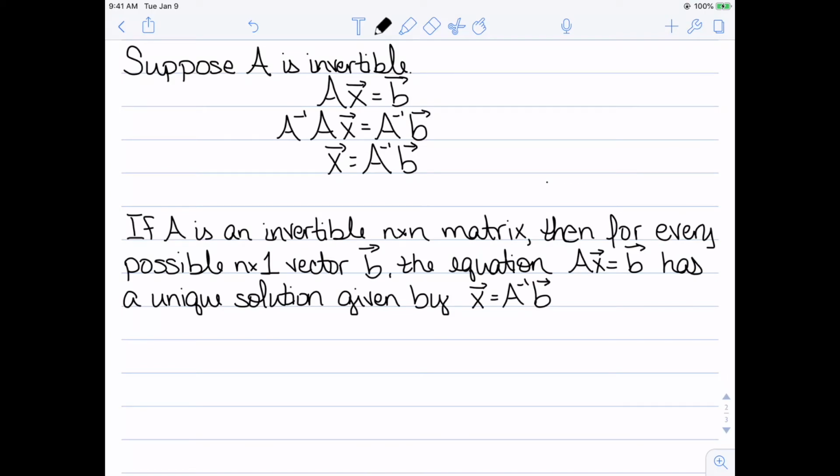So this actually proves a big theorem: if A is an invertible n by n matrix, for every possible n by 1 vector b, so it doesn't matter what the vector b is, the equation Ax equal to b will have a unique solution, and it's given by A inverse b.